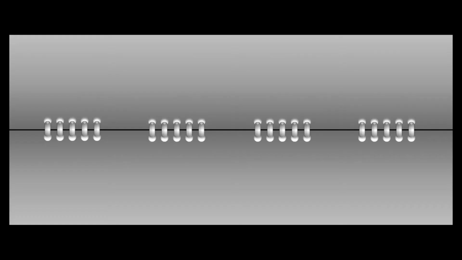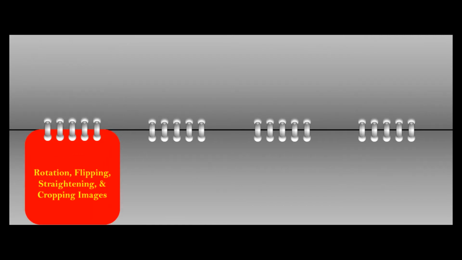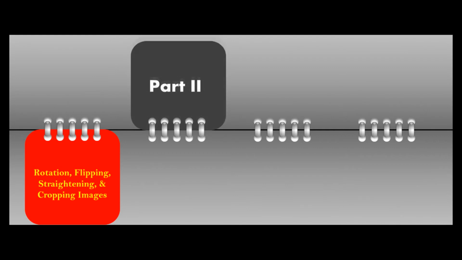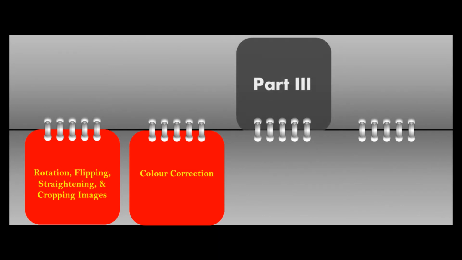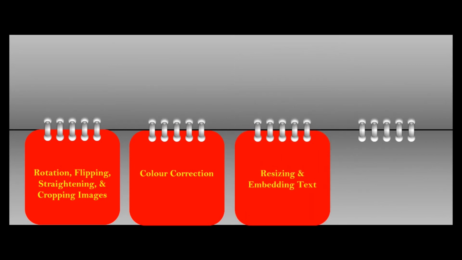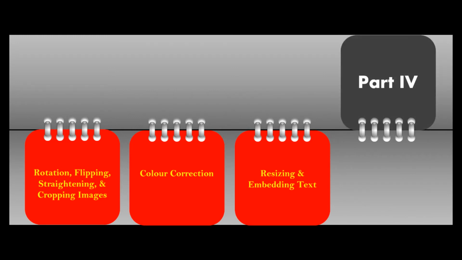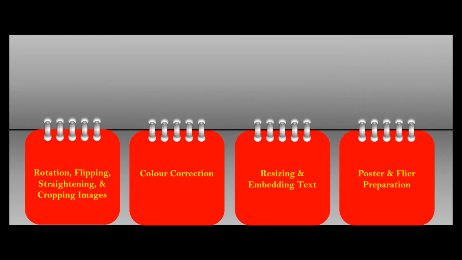This demonstration lecture is divided into 4 parts. In the first part, you will learn how to rotate, flip, straighten and crop the image. In the second part, you will learn how to correct the colors. In the third part, you will learn how to resize and embed text in your image. And in the fourth part of this demonstration lecture, you will learn how to prepare posters and flyers. So let us start with the demonstration.